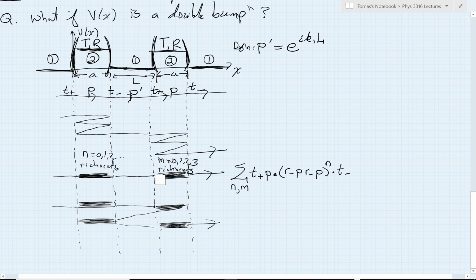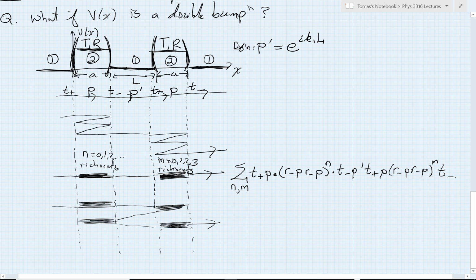The next portion always starts once I've propagated across the P prime boundary. I now enter into this region, which will always have a T plus and a P to carry me across to the other side. And just like before, I could ricochet, so I'll have an R minus, a P, an R minus, and a P. I could ricochet, reflect, propagate. And then, of course, that could happen m times, and then finally I have my final T minus at the end of the day.